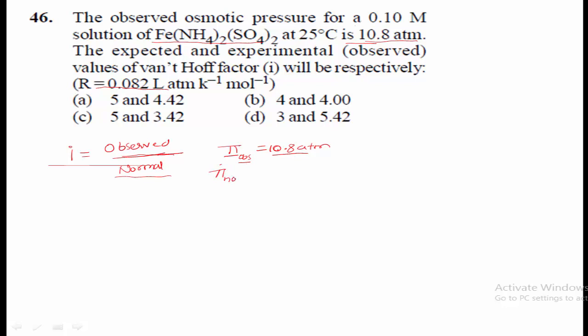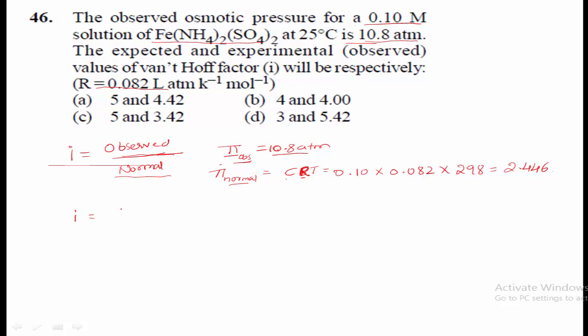And pi normal, that is the normal osmotic pressure, how will you calculate? It is CRT, where C is concentration, T is temperature, and R is the universal gas constant. So substitute the values of C, R and T. What is the value of C? That is the concentration, the molarity, 0.10, into R value 0.082, into temperature, which is 25 degrees Celsius. Convert that into Kelvin, you will get 298. Upon multiplication you will get 2.446. That is the normal osmotic pressure, and the other one is the observed osmotic pressure.